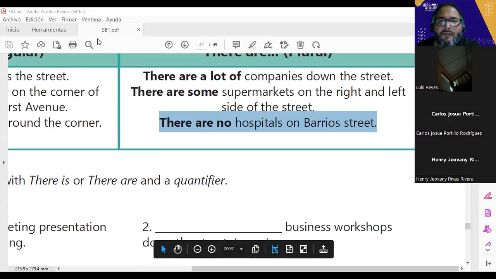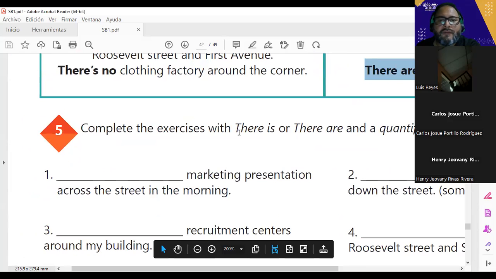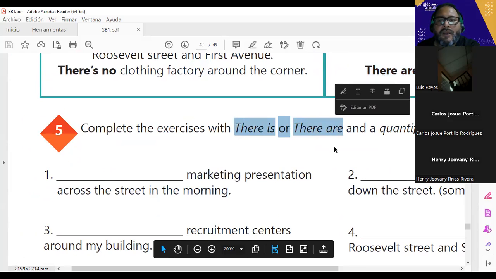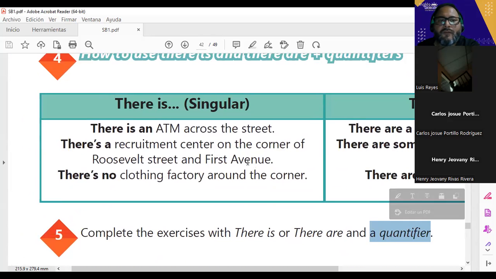I hope it's clear. Now, over here, there is the exercise. Complete the exercises with there is or there are and a quantifier. You know, a quantifier is like the one we have here.